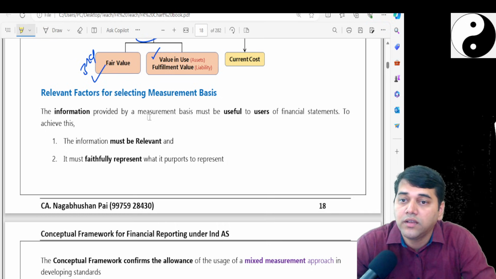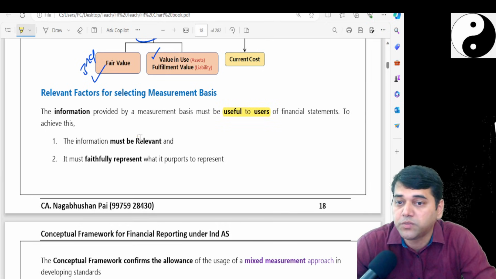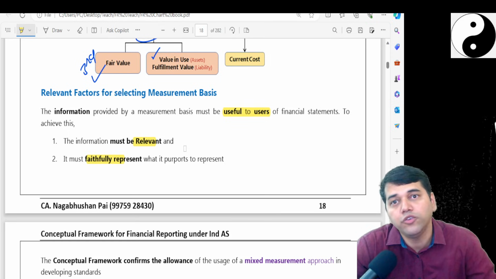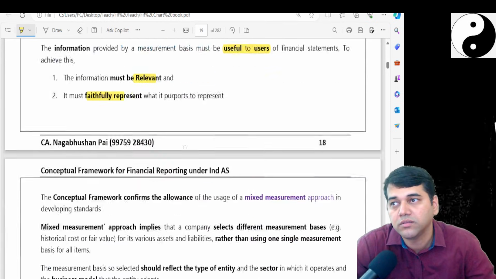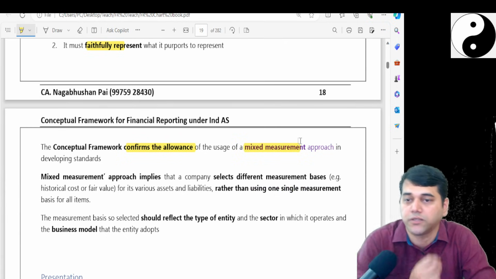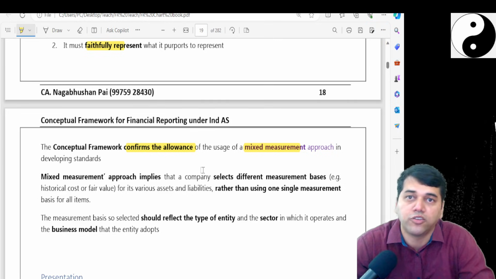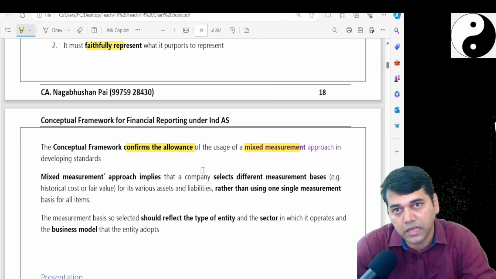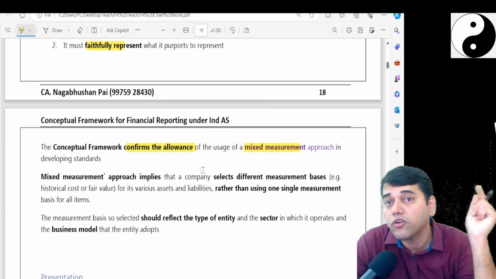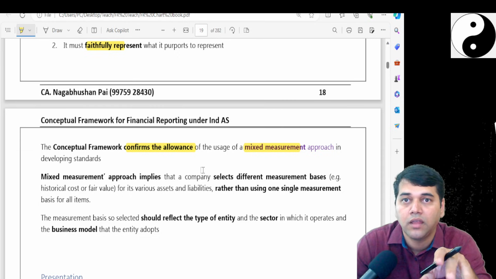It says that the information provided by the measurement basis must be useful to the users, no? So it must be relevant and faithful. So this is what you need to keep in mind. Have they provided a mixed measurement basis? Yes. The conceptual framework confirms the elements of a mixed measurement approach in developing standards. For example, they have given you cost model, revaluation model. Somewhere they have gone with amortized cost, FVTPL. They have given you choices. They said factory building you can go for cost model, office building you can go for revaluation model. It's called a mixed measurement. Have they permitted it? Yes.